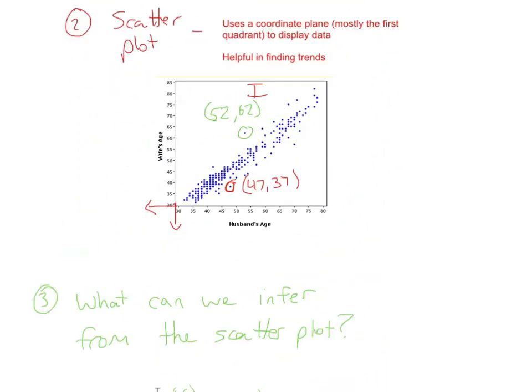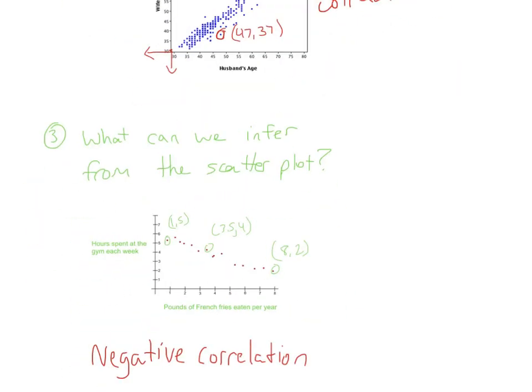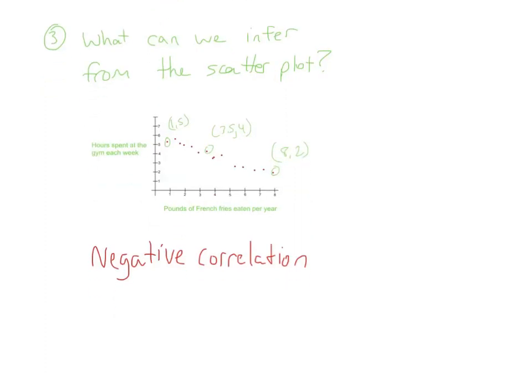Well, this trend is increasing. From left to right, as the data goes up, we would say this has positive correlation. It means both things increase at the same time. Negative correlation means that as the x increases, the y decreases.